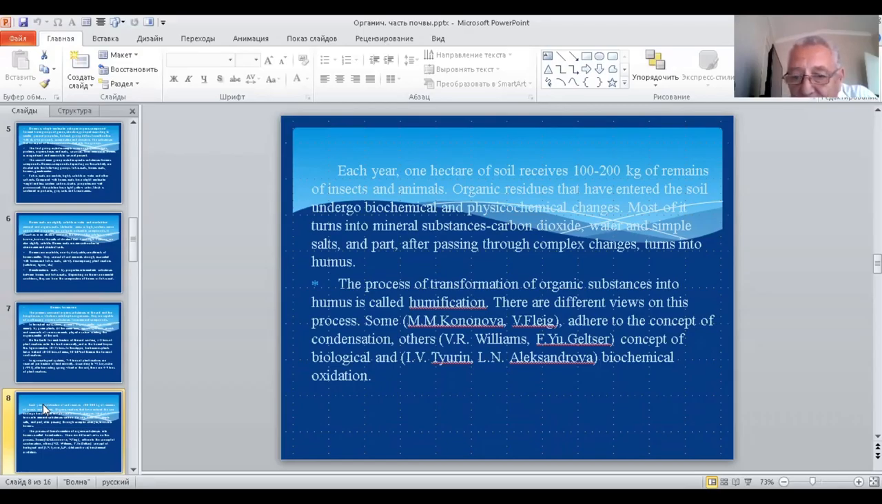There are different views on the process. Some adhere to the concept of condensation. Others, Williams and Gelzer, to the concept of biological, and Turin and Aleksandrova to biochemical oxidation.